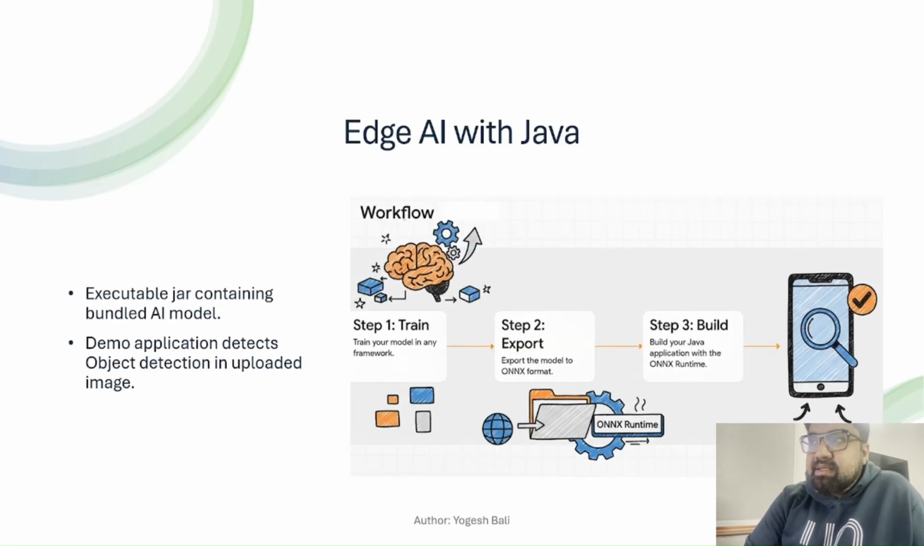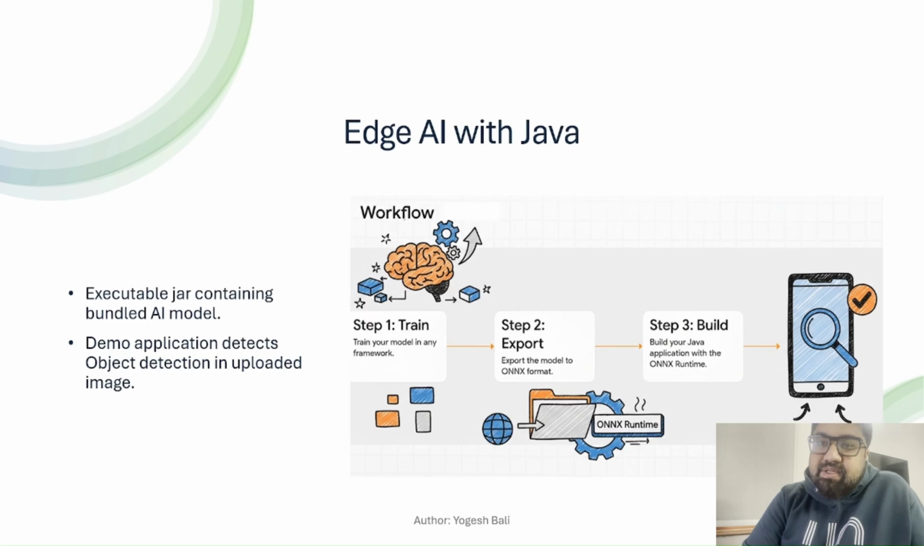Now lastly, in this video I want to show you one demo where I developed an executable jar which is using ONNX Runtime, and this jar is a demo for your edge AI application. That means my edge device where I want this edge AI application to run needs only to have a Java runtime, and if I place this jar on that Java runtime on that local device, then it will work as an edge AI application.